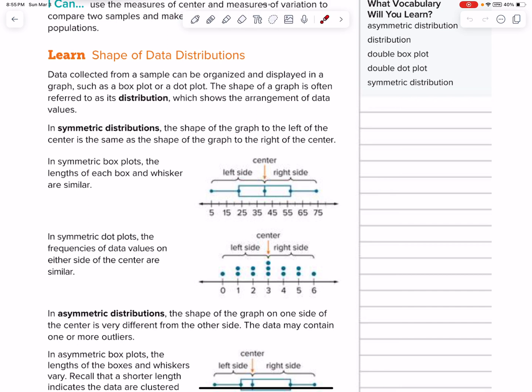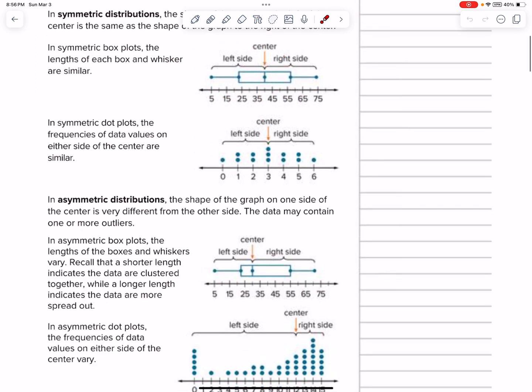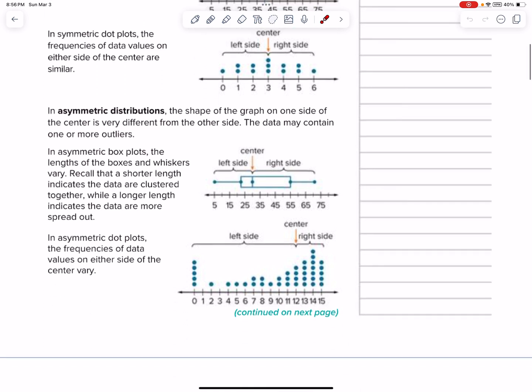So when we're talking about distribution, we're talking about just how the numbers are distributed on the graph itself. And so a symmetric, we know what symmetry means. Symmetric distribution means we have a center and we have equal amounts on the right and left side. Okay, that can be true for a dot plot as well. So we have the box plot here, and we have a dot plot here, and you can see why, right? So these are symmetrical.